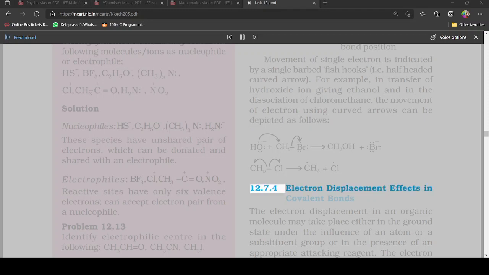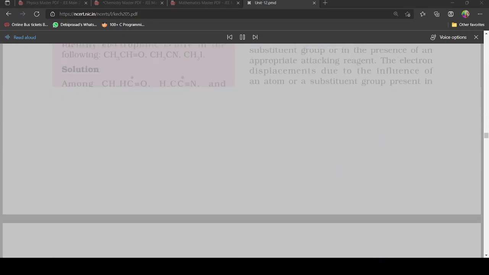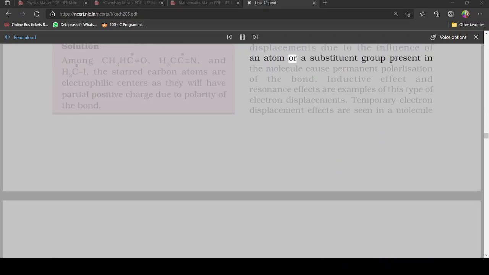Electron displacement effects in covalent bonds. The electron displacement in an organic molecule may take place either in the ground state under the influence of an atom or a substituent group or in the presence of an appropriate attacking reagent. The electron displacements due to the influence of an atom or a substituent group present in the molecule cause permanent polarization of the bond. Inductive effect and resonance effects are examples of this type of electron displacements. Temporary electron displacement effects are seen in a molecule.